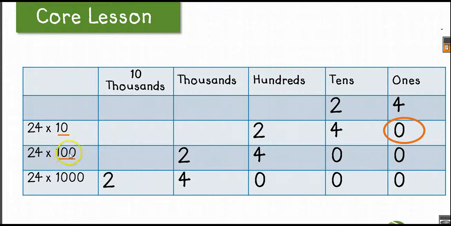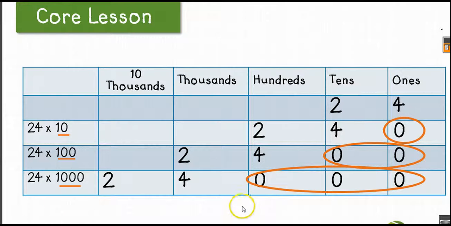If we take our 24 and multiply it times 100, this time 100 has 2 zeros. So I'm just going to have to move my 24 up 2 places and add 2 zeros, which gives me 2,400. Same thing with 24 times 1,000. I have 3 zeros, so I have to move my 24 up 3 places. 1, 2, 3. Add my 3 zeros. 240,000.